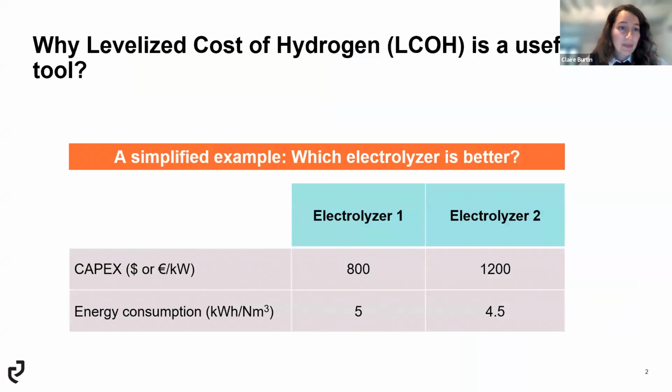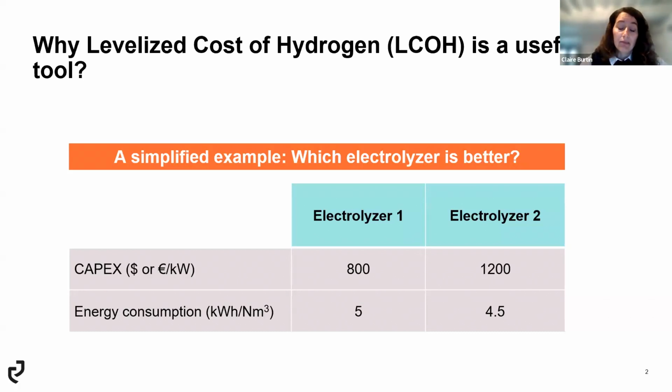So I wanted to start this presentation, let's say, back to the basics, with a simplified example of why the levelized cost of hydrogen is a useful tool for you, for your company and for your project. When you look at this table, you might wonder, okay, for my project, which electrolyzer is better? You have two electrolyzers, one with a cheaper capex, but higher energy consumption, which means you're probably going to need to pay more for electricity to run the electrolyzer, and the other one with a higher capex and higher efficiency.